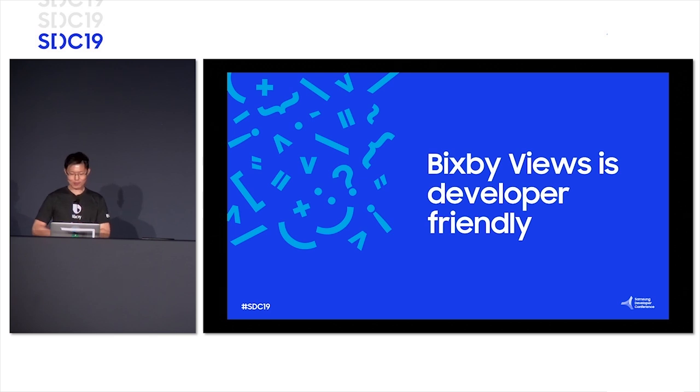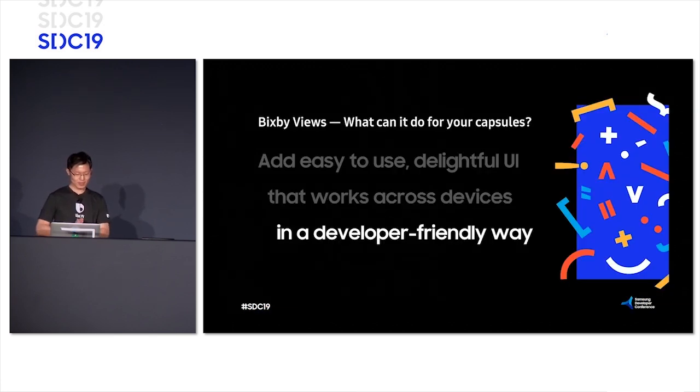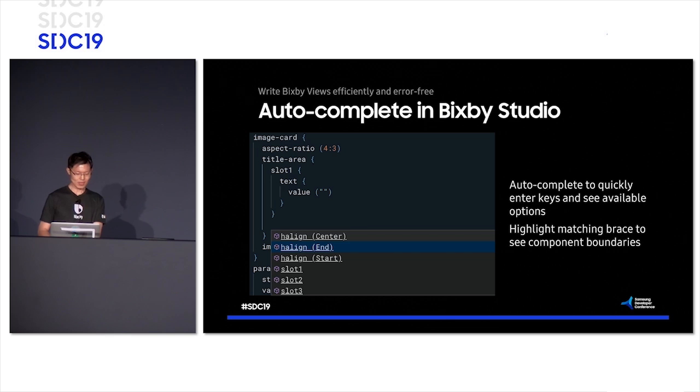The third part of this presentation is about developer friendliness. Bixby Views allows you to add easy-to-use live UI that works across devices, and all these features are available in a developer-friendly way. As you have seen in the demo, you can use autocomplete in Bixby Studio to type all parameters easily. Also, you can use it to explore different layout options it provides.